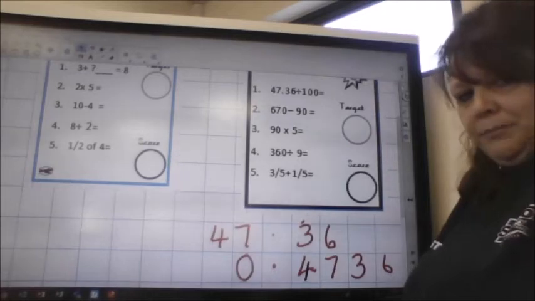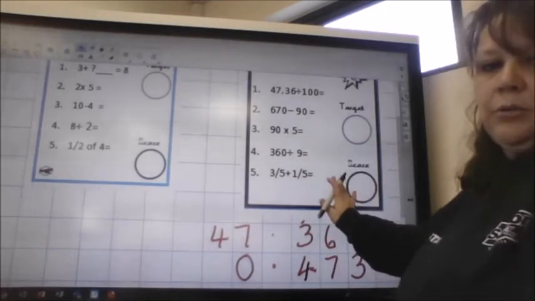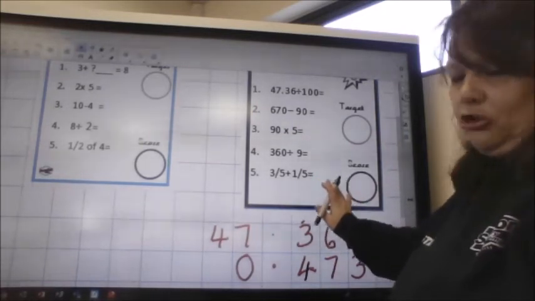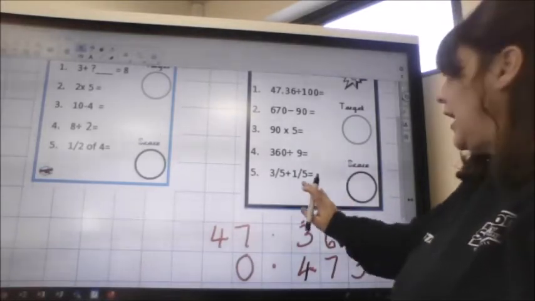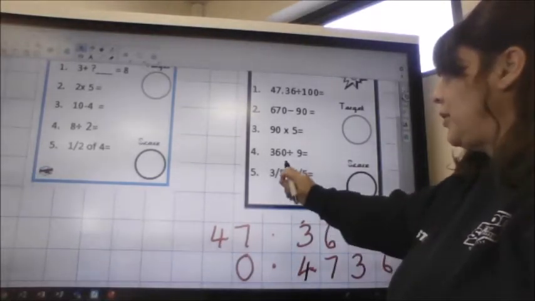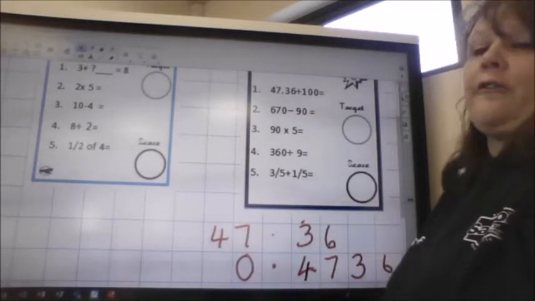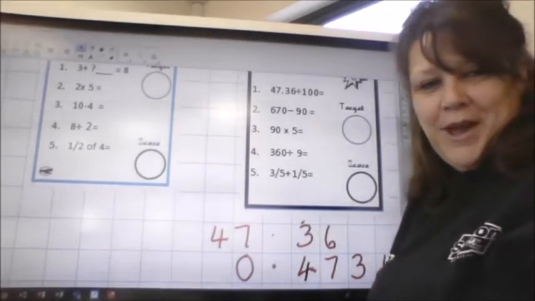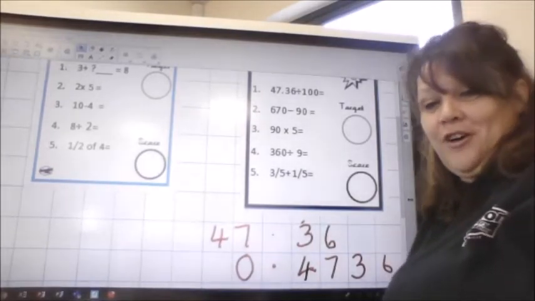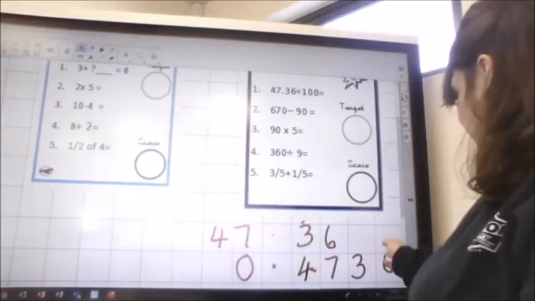3/5 add 1/5. You don't need to do anything about the denominator at the bottom. It just stays as fifths. And you just need to concentrate on the top. And 3 add 1 is 4. So you had 4/5. Okay, hopefully lots of 5 out of 5.